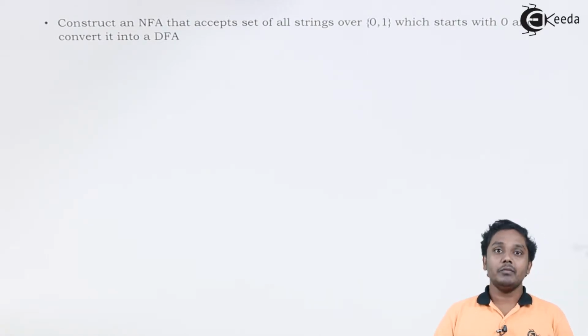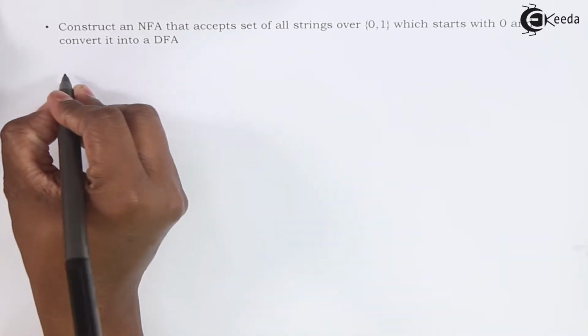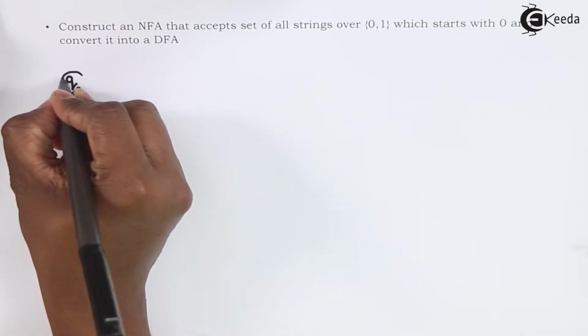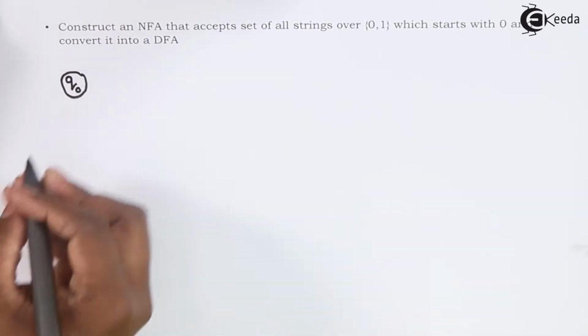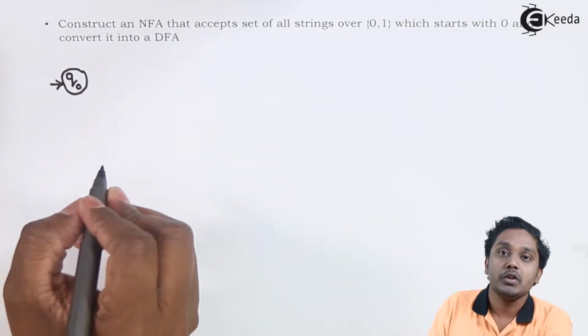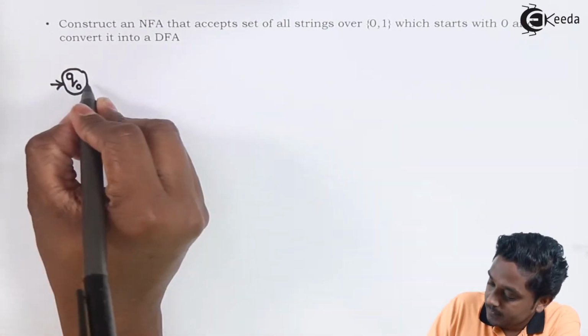In this problem, we are going to construct an NFA which accepts strings over binary alphabet 0 and 1 which starts with 0. Later, we shall convert this NFA to a DFA. First, let us construct the NFA. Let us say Q0 is our initial state for the given NFA. This NFA should accept the set of all strings which starts with 0.